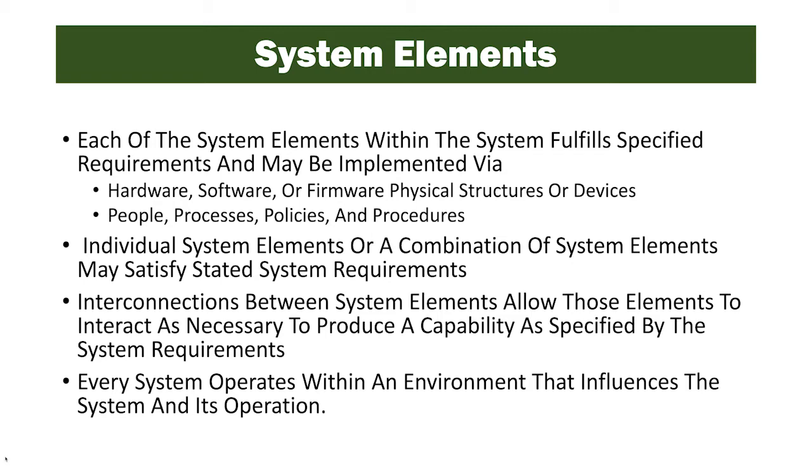Individual system elements or a combination of system elements may satisfy stated system requirements. Interconnections between system elements allow those elements to interact as necessary to produce a capability as specified by the system requirements. So we start out defining a system requirement, and then we build the system to meet that requirement. And sometimes there's multiple components or multiple pieces of the system that are needed to achieve those requirements. Every system operates within an environment that influences the system and its operation. And we need to take that into account when we develop our system and our security controls.